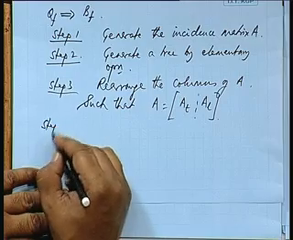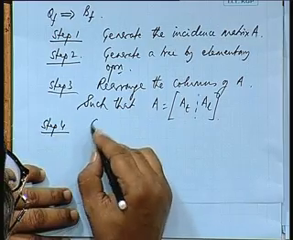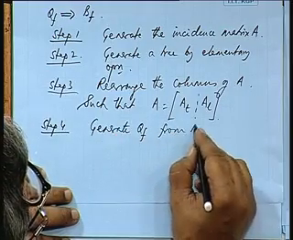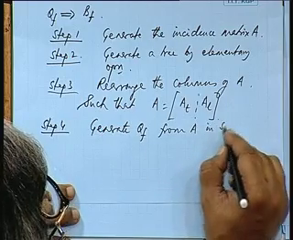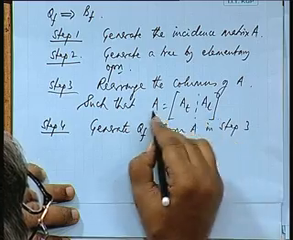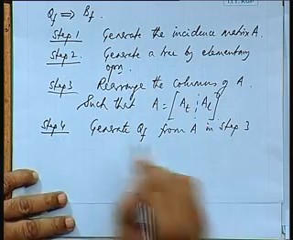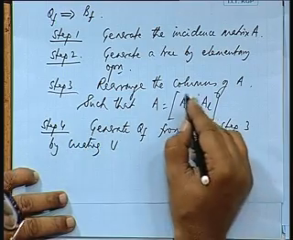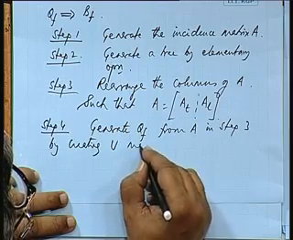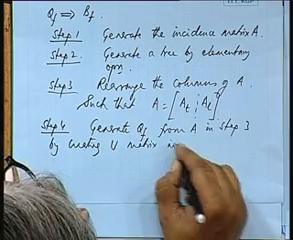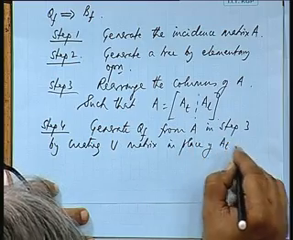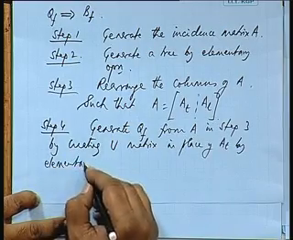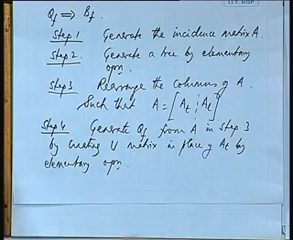So, step 4, generate QF from A in step 3. This A, after rearrangement of the columns in step 3, by creating a U matrix in place of AT by elementary operations. Okay. I hope this point is clear.